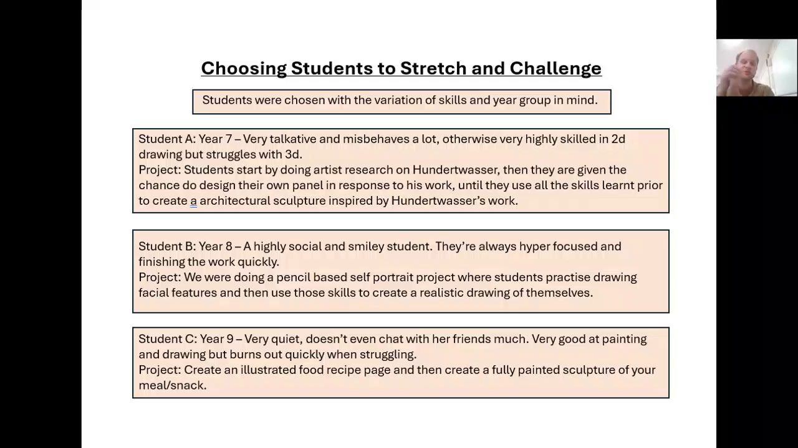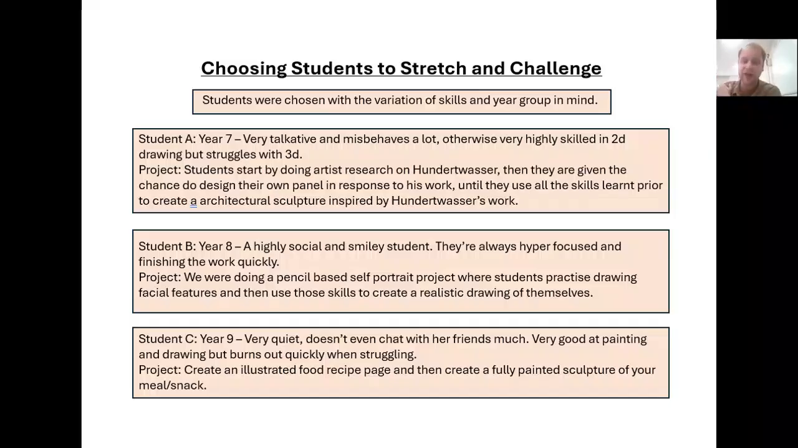So yeah, this is me choosing the students. So students were chosen with a variation of year group in mind. So first we'll talk about the year 7 one. So yeah, this description here, reading verbatim, I do apologize. Very talkative and misbehaves a lot, otherwise highly skilled in 2D drawings, but struggles with 3D. So their project was students start by doing artist research of Hundertwasser, and then they are given a chance to design their own panel in response to his work. And then they use all the skills learned prior to create an architectural sculpture inspired by Hundertwasser's work.